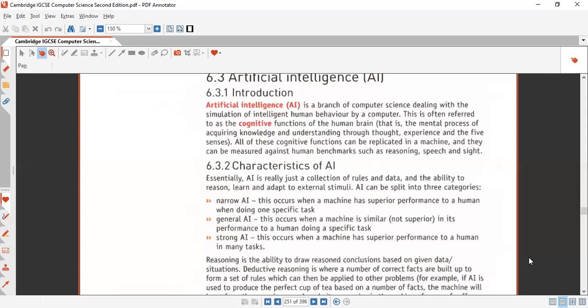Now, when it comes to the characteristics of AI, always remember there are three characteristics. What are those characteristics? Narrow AI, general AI, and strong AI. What do you mean by narrow AI? First of all, note these down. Place the heading, the characteristics of AI, and underneath mention: narrow, general, and strong.